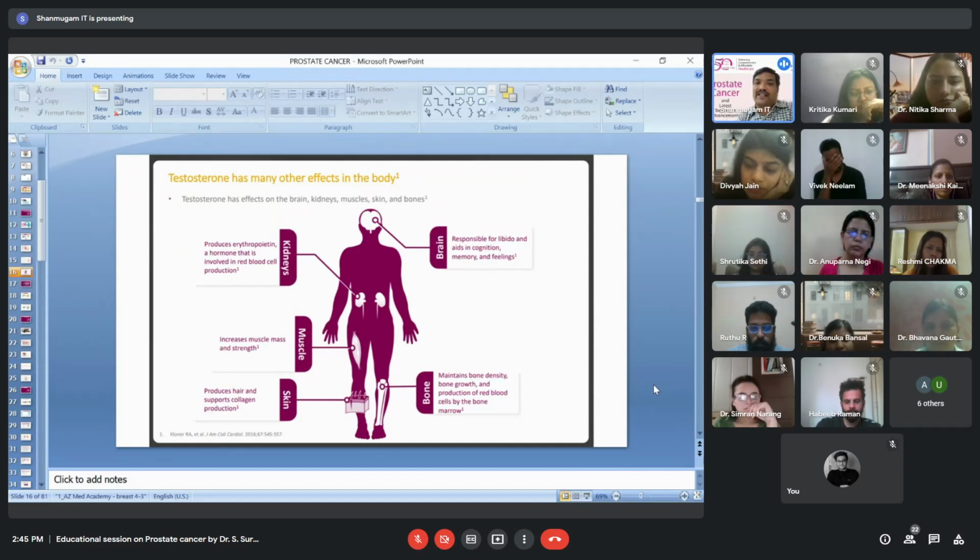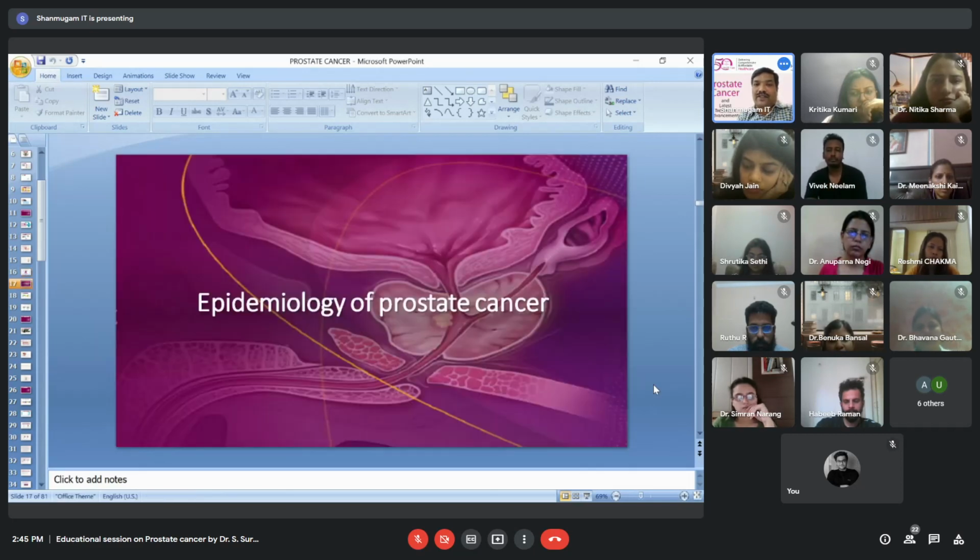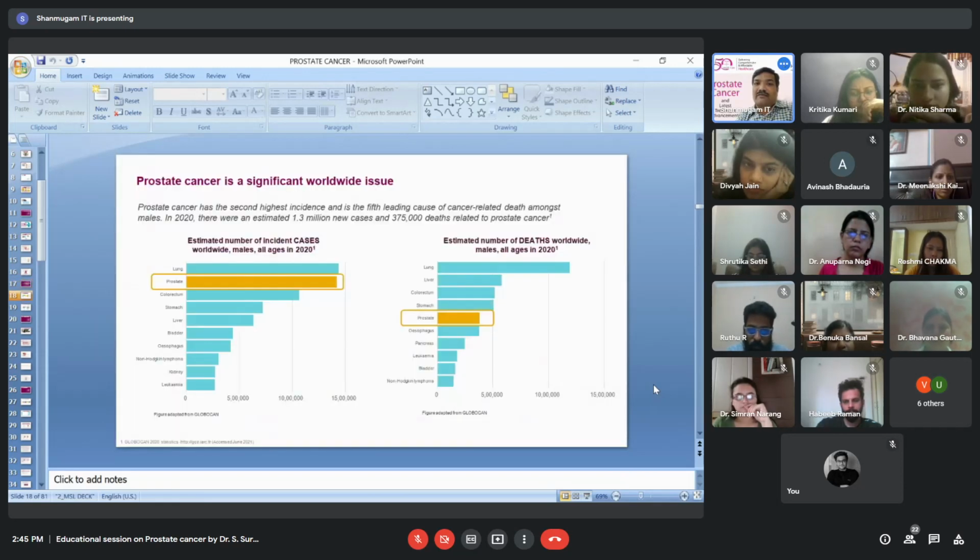So these are all the side effects because we are going to suppress the testosterone. Coming to epidemiology, you can see that prostate cancer is a significant worldwide issue, and in 2020 there was an estimated 1.3 million new cases and 375 thousand deaths related to prostate cancer.